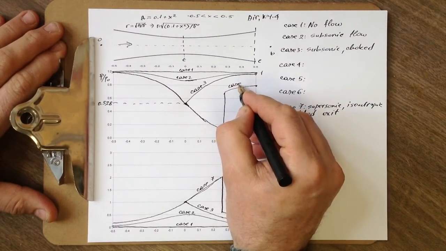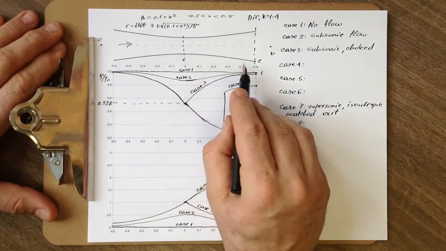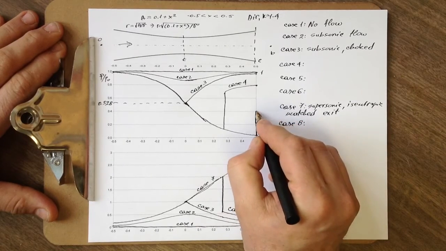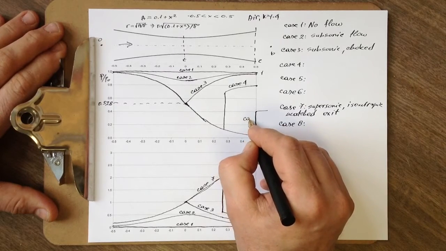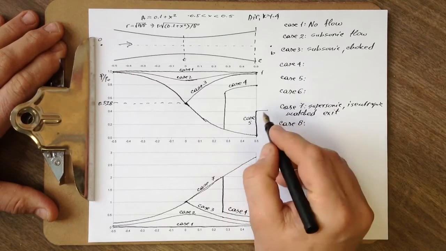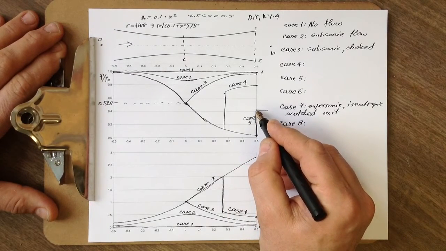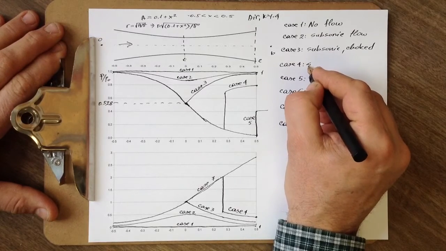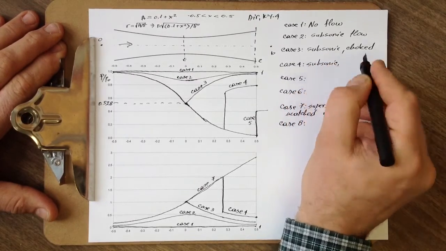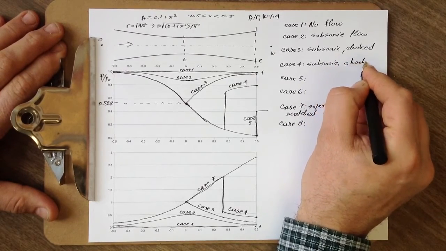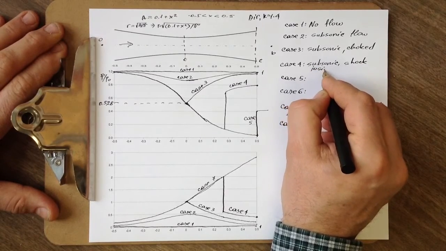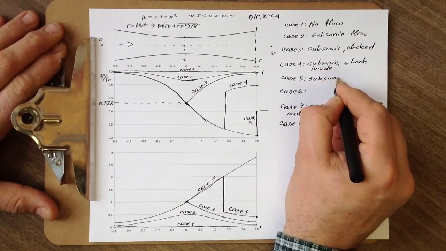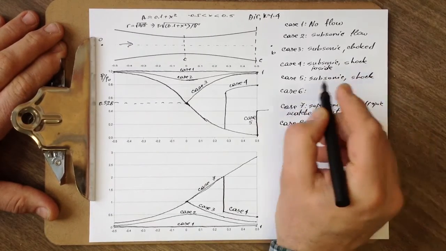As we move down further, the shock moves closer to the exit until we reach the regime of case 5, in which Mach number is subsonic right at the exit after the shock. So we had case 4, which was subsonic exit, shock inside. And then case 5 is again subsonic, shock at the exit.